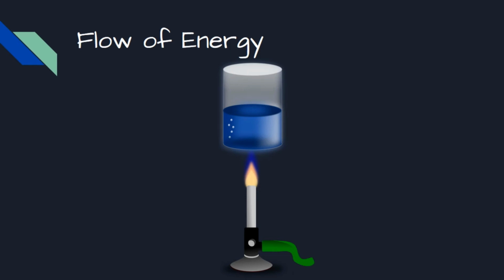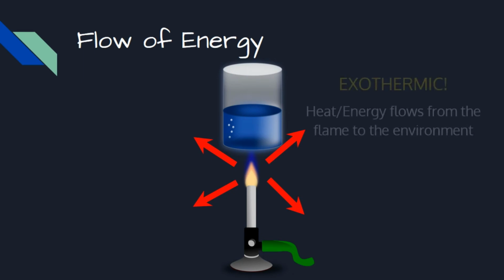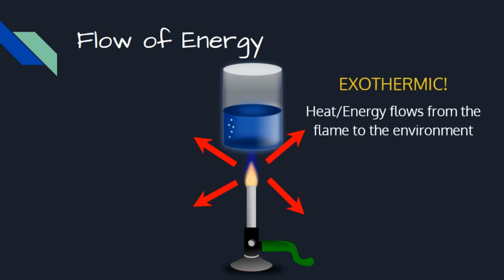Now, some of us are going to look at this and think, oh, of course, this is exothermic, right? Because that fire is releasing heat, it's releasing energy. The flow of energy is outwards, it's away from the source of the flame. And so, of course, this is going to be exothermic because the heat or the energy is flowing away from the flame to the environment, to its surroundings, to the universe, as we say. Okay? Of course it's going to be exothermic.